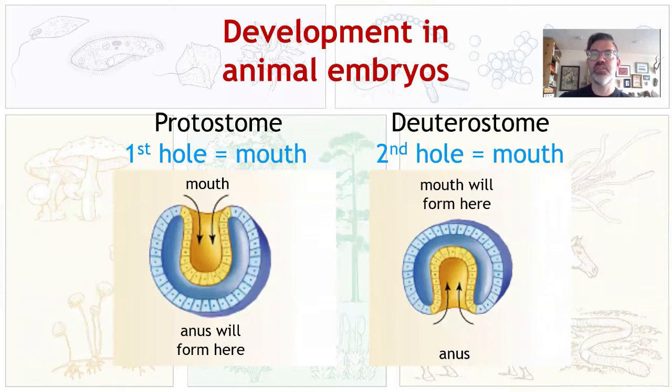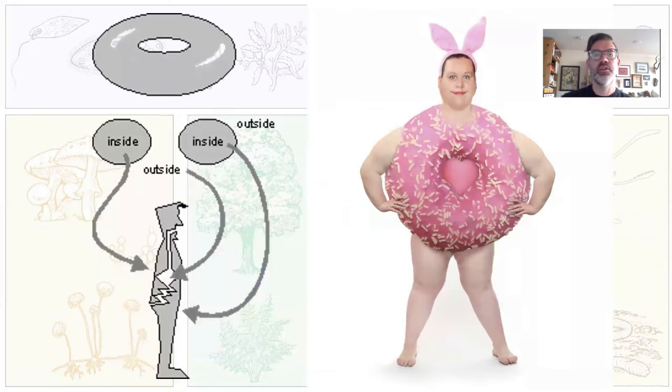The big question is, will this opening be the mouth or the anus? The answer depends on what animal we're talking about. If they form the mouth first, they're called protostomes. Most animals are protostomes. If the anus forms first, they're called deuterostomes. Vertebrates like us and echinoderms, sea cucumbers, and sea urchins are deuterostomes. Is it really a surprise that we start life as little buttholes?